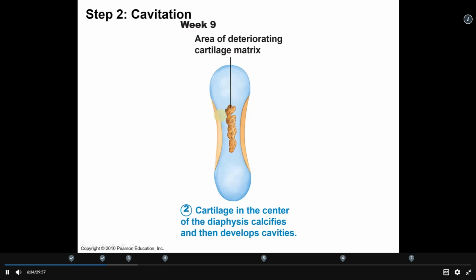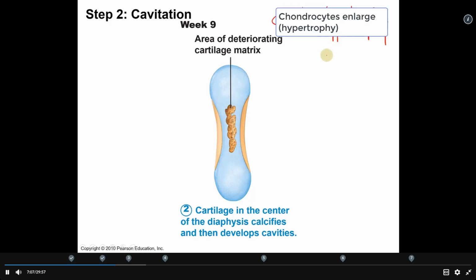So what happens in this step is that the chondrocytes, remember this is hyaline cartilage in blue, the chondrocytes in the middle here start to enlarge. This is a process called hypertrophy. So hypertrophy is when a cell enlarges, and it's usually a bad sign. It usually means the cell is sick and dying. Okay, so again, the chondrocytes in the middle of here, they start to enlarge, and then they die.